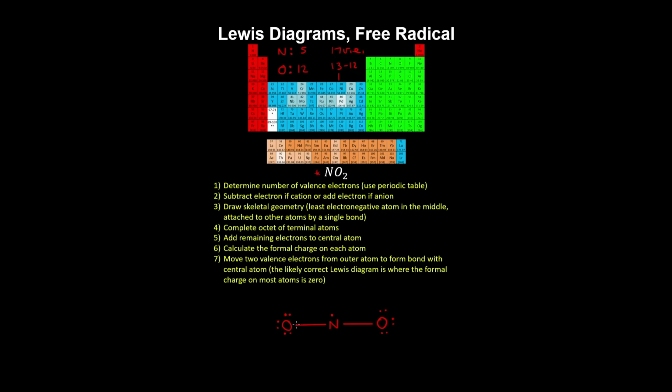And now we calculate the formal charge, which assumes that the electrons are shared equally in each bond. So what we do is just subtract the number of assigned electrons from the number of valence electrons. So oxygen has 6 valence electrons, and we have 7 assigned electrons. So the same thing for this oxygen. And nitrogen has 5 valence electrons, minus 3 assigned electrons, which gives a formal charge of +2.